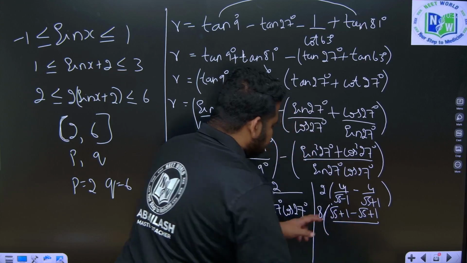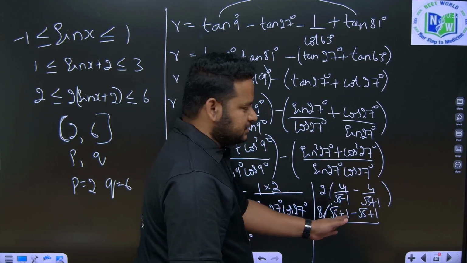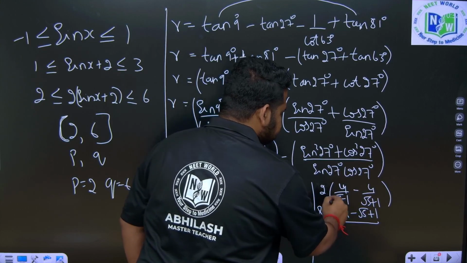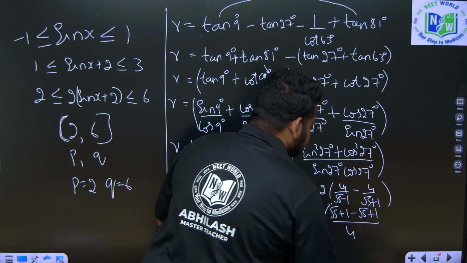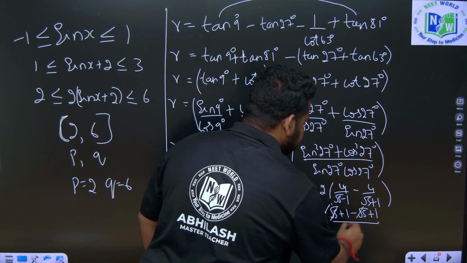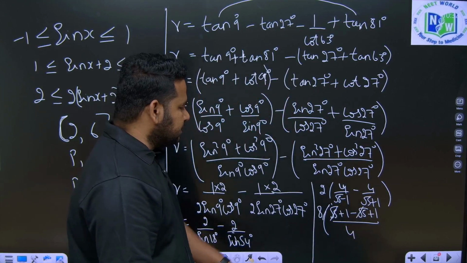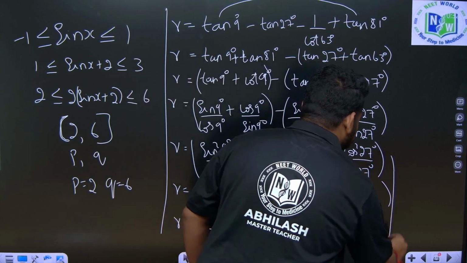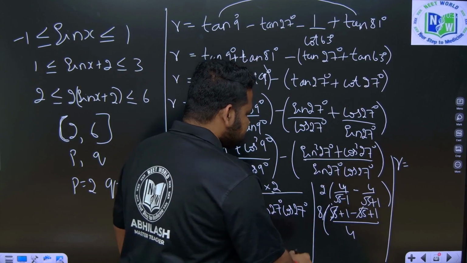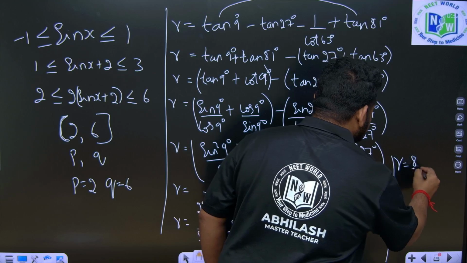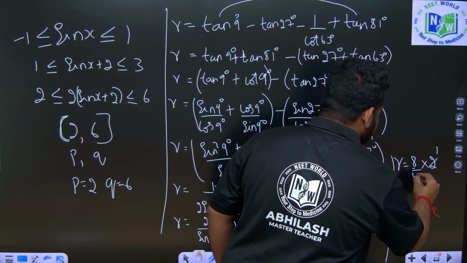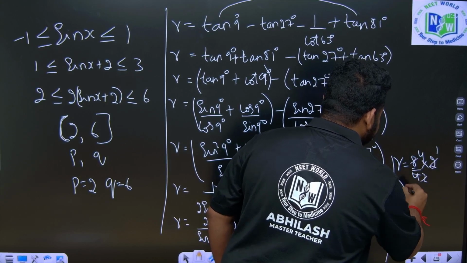This will become a plus b into a minus b, which is a square minus b square. So this is 5 minus 1, that is 4. Plus root 5 minus root 5 cancel. 1 plus 1 is 2. So R will be equal to 8 by 4 into 2, 1 plus 1 is 2. 2 1s are 2, 2 2s are 4. So we got R as 4.